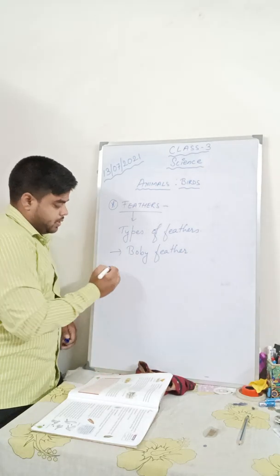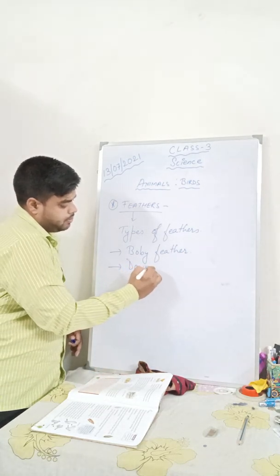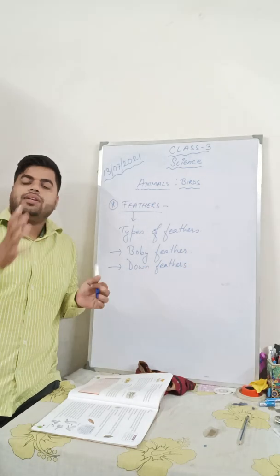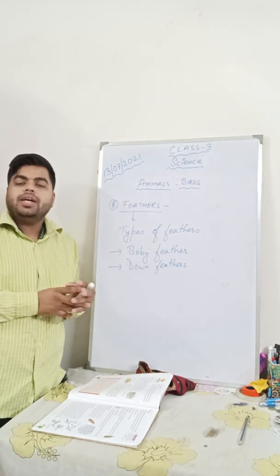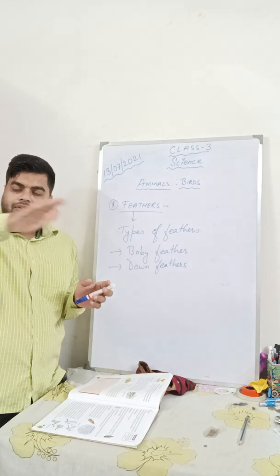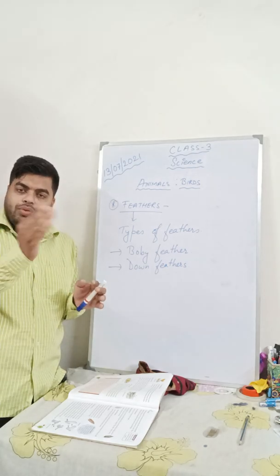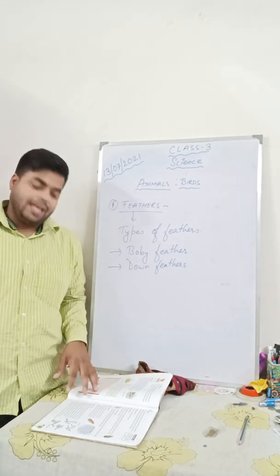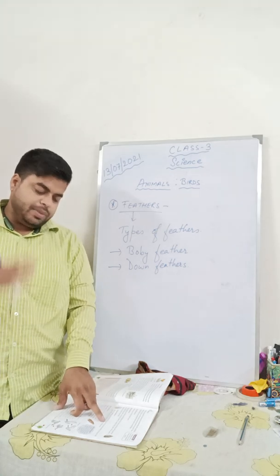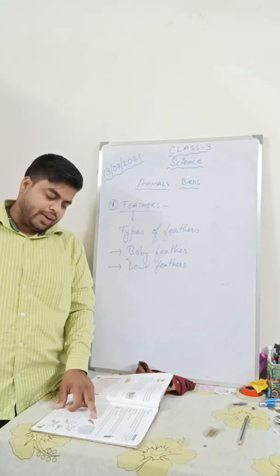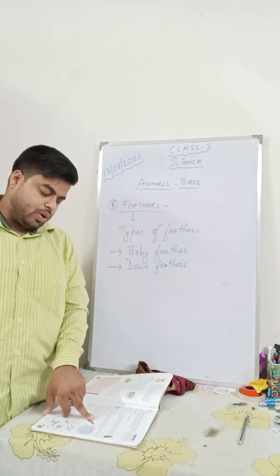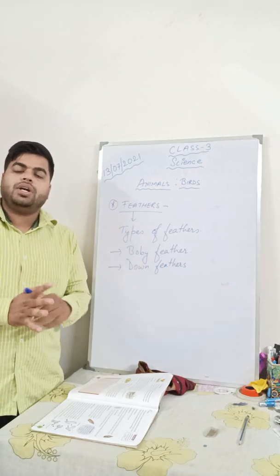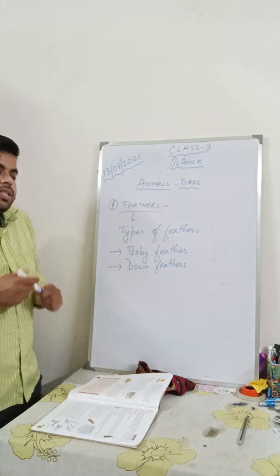The next one is down feathers. If you look at a bird very carefully, you see the top layer is covered with body feathers. If you remove the body feathers a little, you will see very small feathers. Those feathers are known as down feathers. Down feathers are located underneath, below the body feathers. They are soft and fluffy and help to keep the bird's body warm.